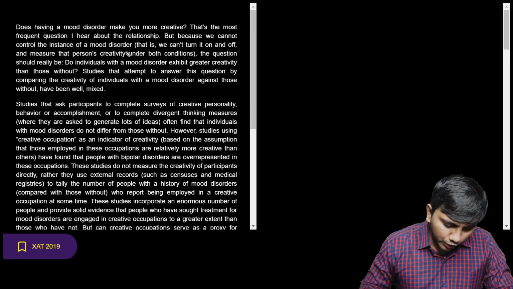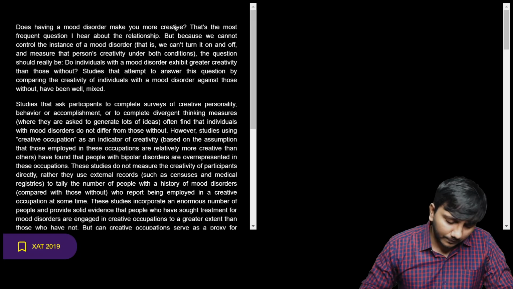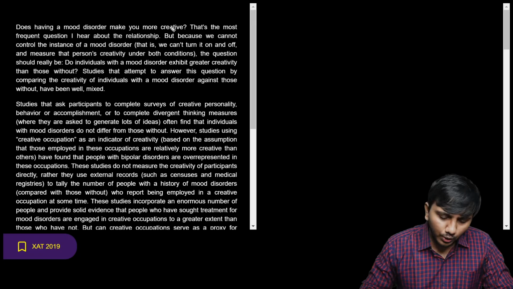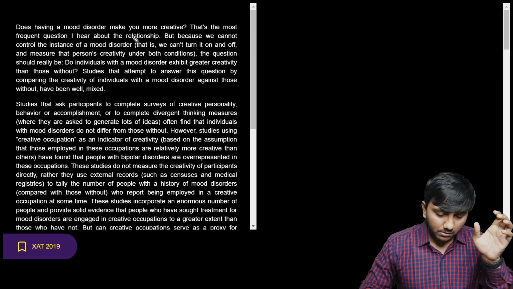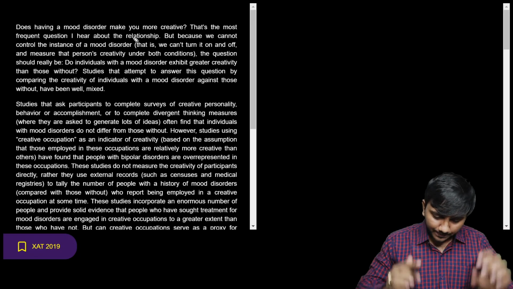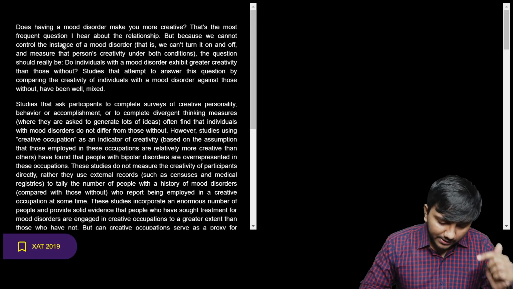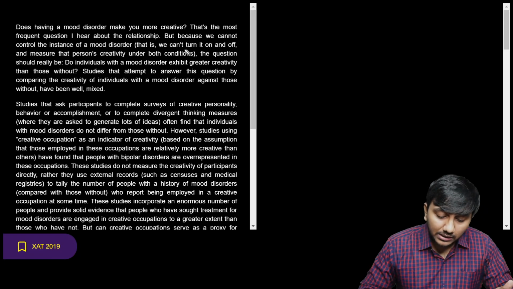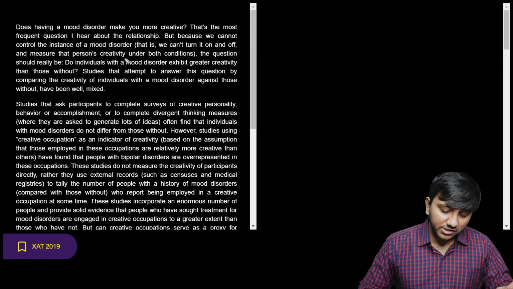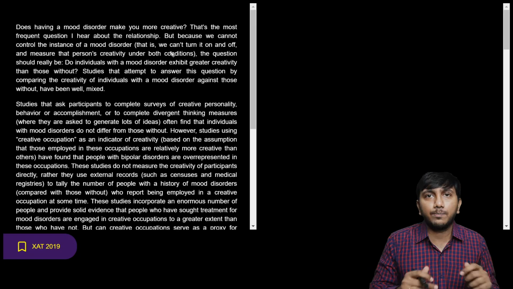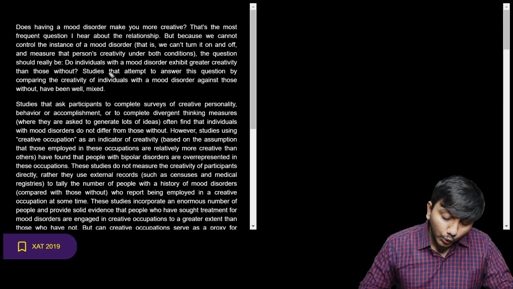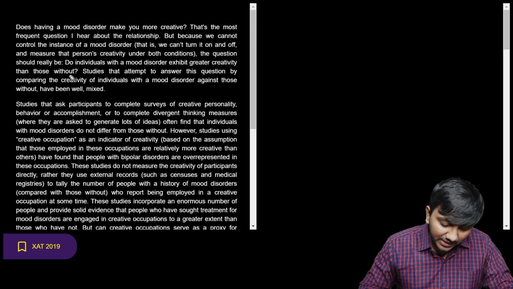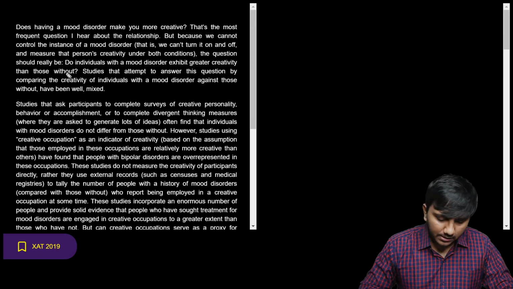Does having a mood disorder make you more creative? That's the most frequent question I hear about the relationship. What relationship? Mood disorder, creativity, that relationship. But because we cannot control the instance of a mood disorder, that is, we can't turn it on and off and measure that person's creativity under both conditions. Of course, you cannot do it like a proper science experiment. The question should really be, do individuals with a mood disorder exhibit greater creativity than those without? So that's a question we can look at.